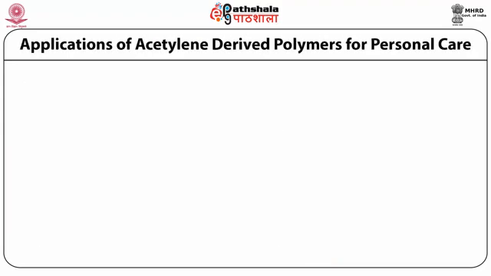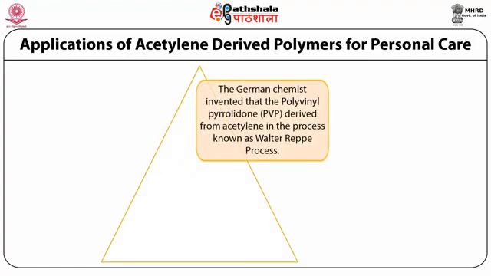Application of acetylene derived polymers for personal care. The German chemist invented PVP, polyvinyl pyrrolidone, derived from acetylene in the process known as the Walter Reppe process. In this process, acetylene reacted with formaldehyde at high temperature and pressure to give butanediol, which is oxidized to give gamma butyrolactone, which further reacts with ammonia to give 2-pyrrolidone.